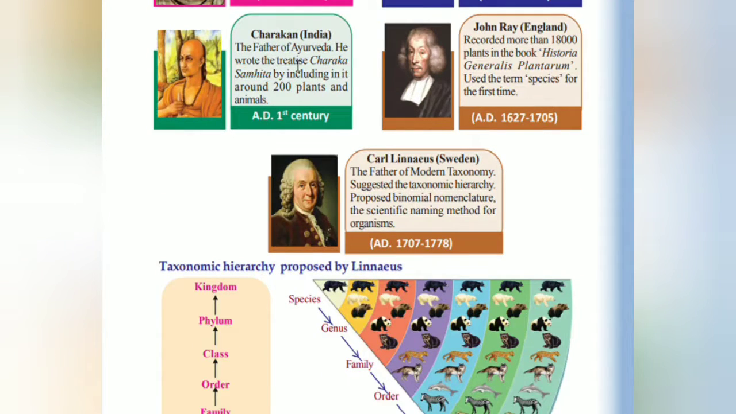He wrote the treatise Charaka Samhita, including around 200 plants. The categories of plants and animals are included in the Charaka Samhita. So he is known as the father of Ayurveda. John Ray recorded more than 18,000 plants. The book is Historia Generalis Plantarum, and it uses the term species for the first time. The term species was first coined by John Ray.